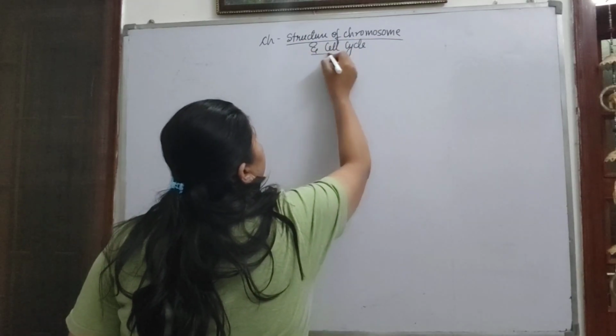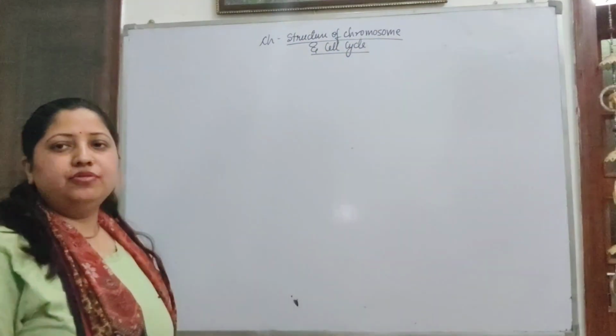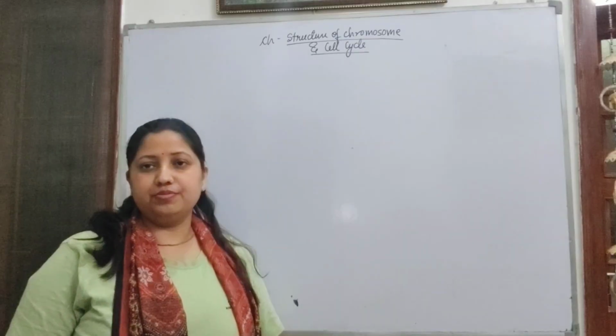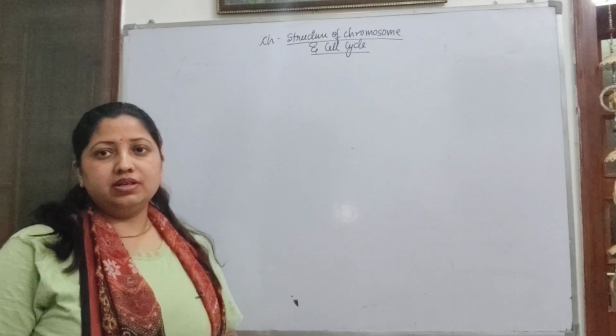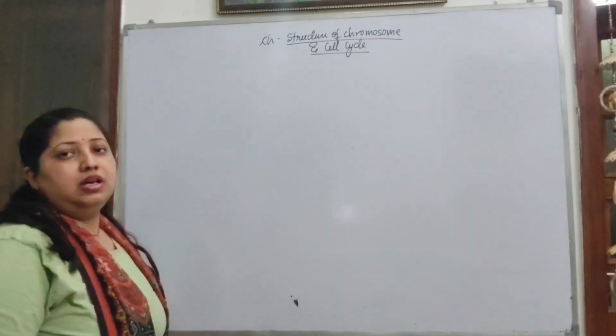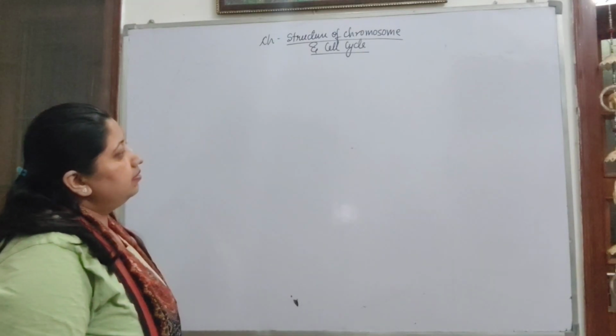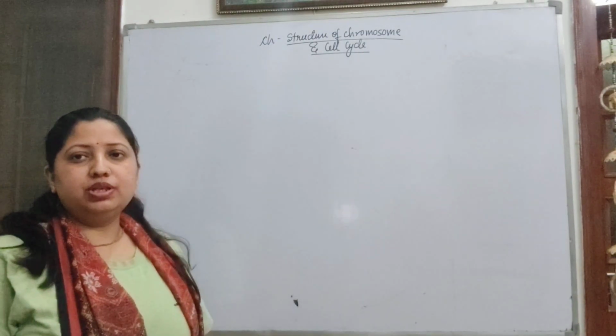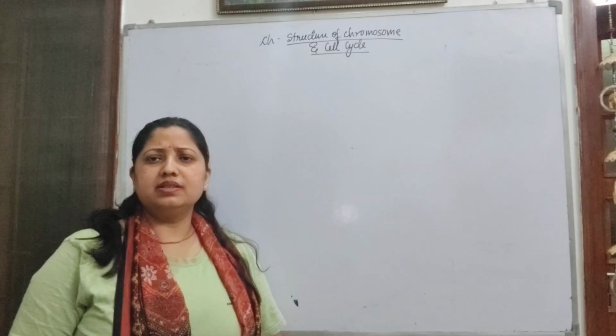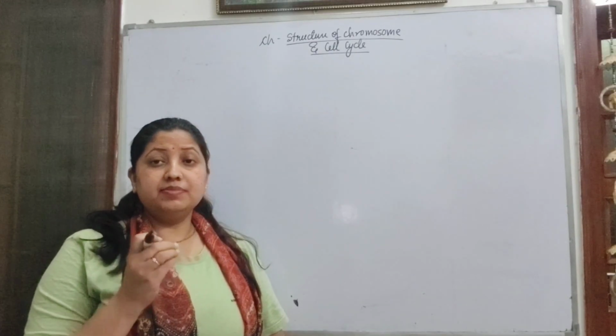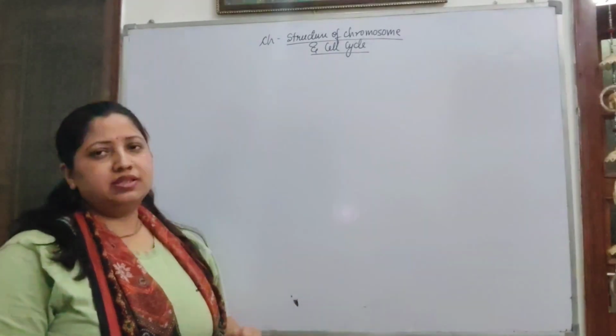This is a very basic chapter, and before going to the detail of the structure of chromosome, first we need to understand what is the nucleic acid. The nucleic acid is a biological molecule, and why do we need to understand the nucleic acid? Because there are some similarities. Why do we need to understand this chapter?